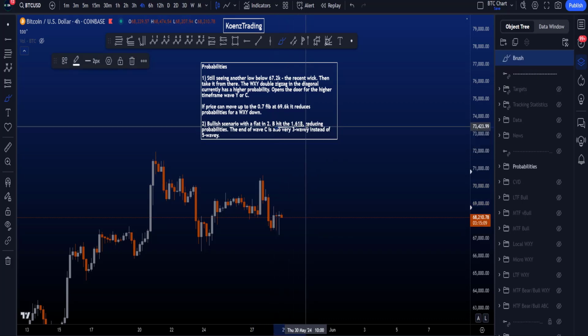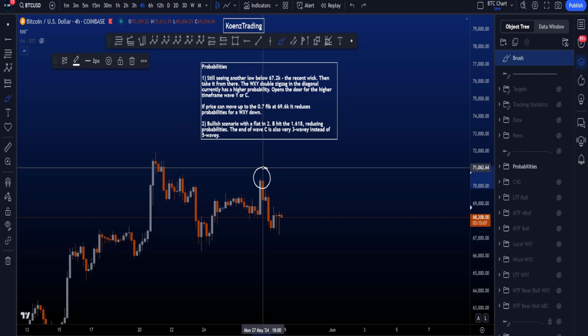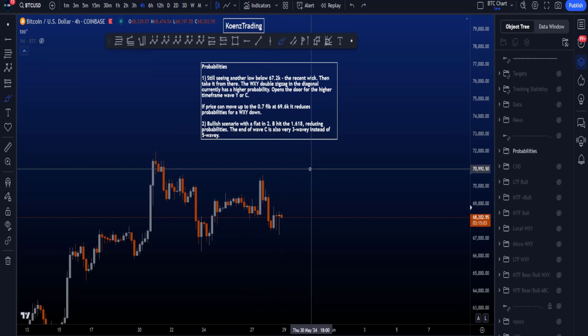Wave B, however, did hit the 1.618 at the high, reducing the probabilities, and the end of your wave C is also very 3-wavy instead of 5-wavy.